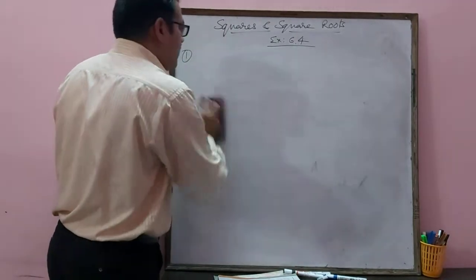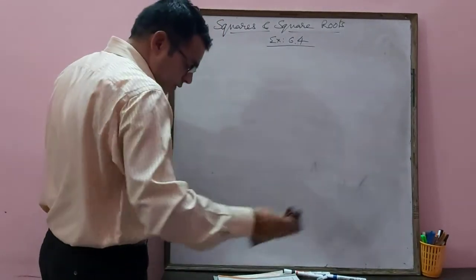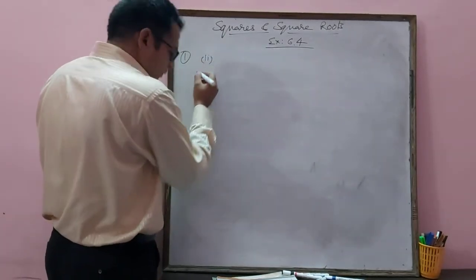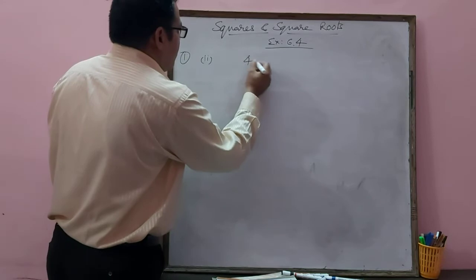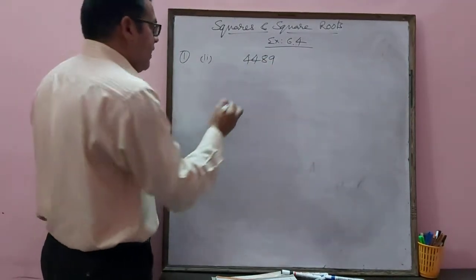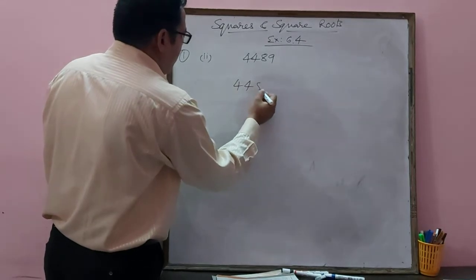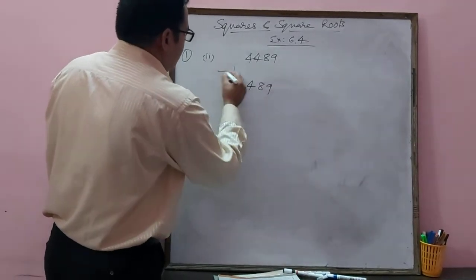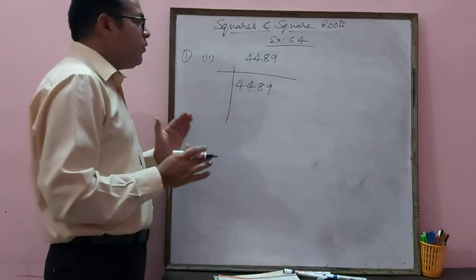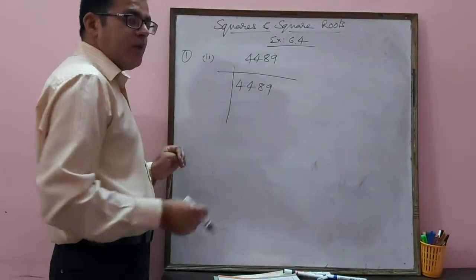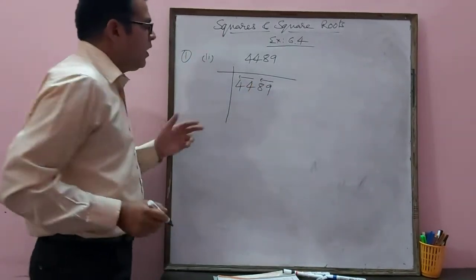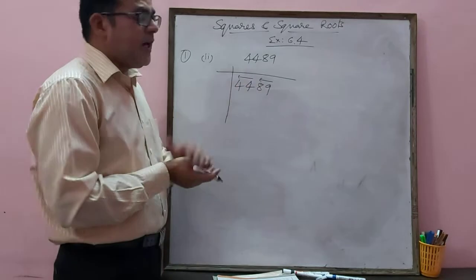2-3 more examples I am taking from your book. Your questions I am taking. That question number, now second part I am taking here. 4489, and we have to find the square root of 4489. So we have to write here 4, 4, 8, 9. What to do now? Very first thing, you need to make groups, and groups you can make from right to left. So first group, then this is second group. 44 is first group, 89 is second group.